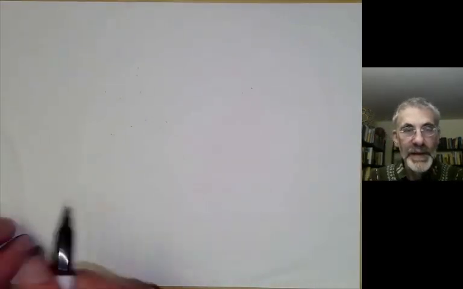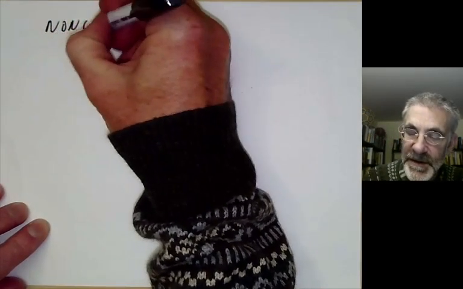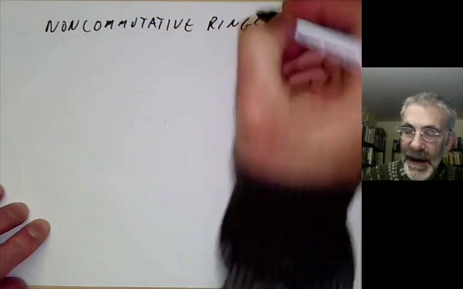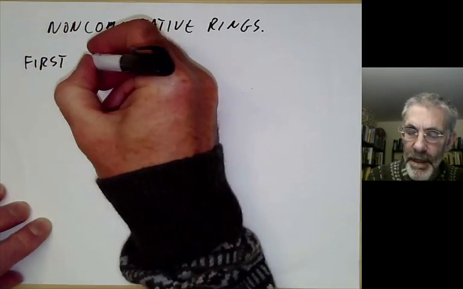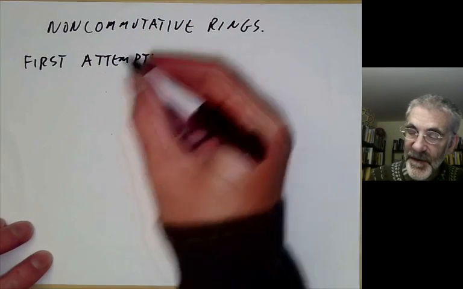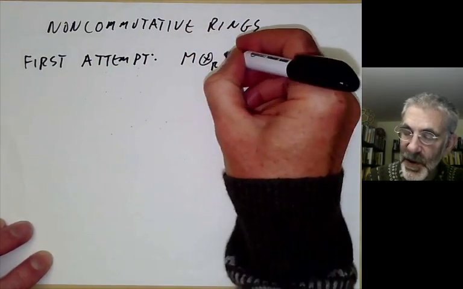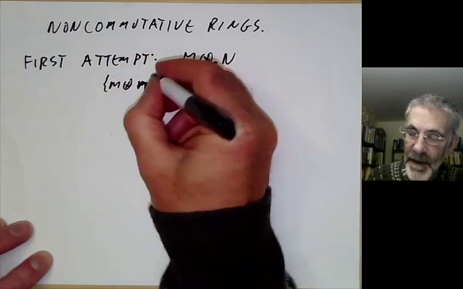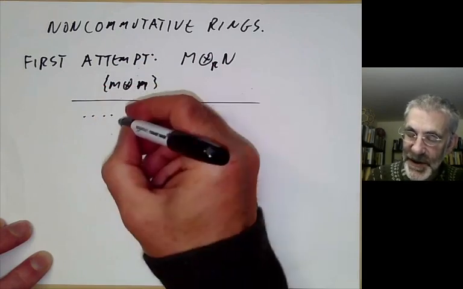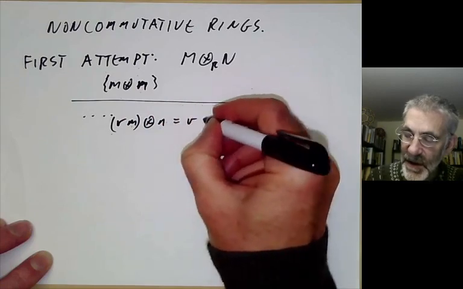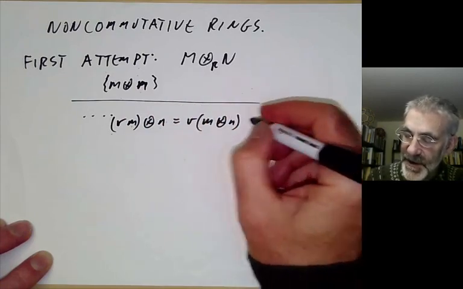Now let's take a look at tensor products of non-commutative rings. And you have to be a little bit careful here. So let's try a first attempt, which won't really work. Suppose we try just as before. So we define the tensor product of M and N to be generated by these things m tensored with n, modulo these relations we had, which are things like rm tensor n should be equal to r(m tensor n), and so on.